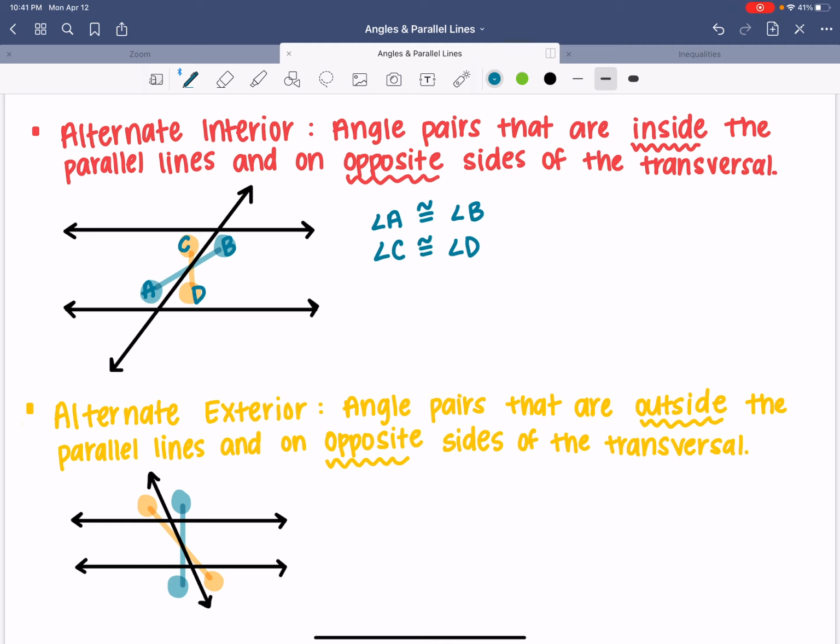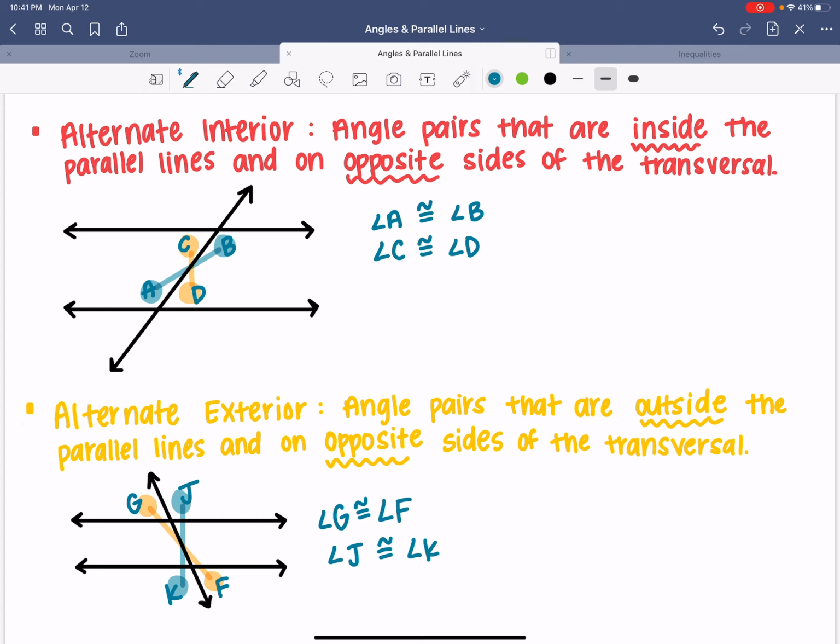Right, likewise on the alternate exterior angles. Alternate exterior angles are also congruent. So if we have angle G and angle F, they would be congruent. So angle G is congruent to angle F. And if we have J and K, angle J would be congruent to angle K.